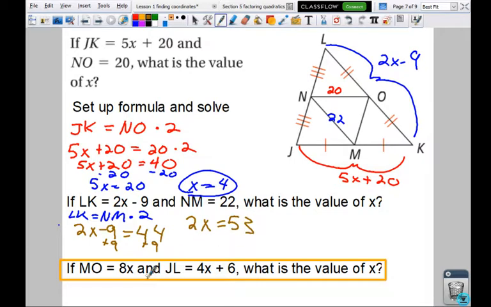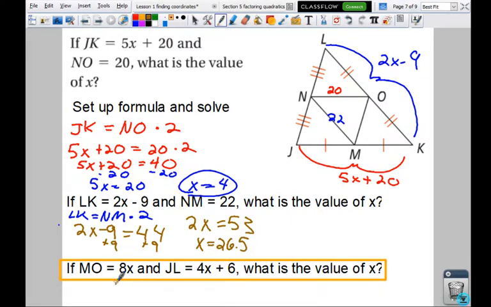And then Carissa, the last part, when we have to divide by 2, right? What do we get? Plug it in. X equals 26.5.